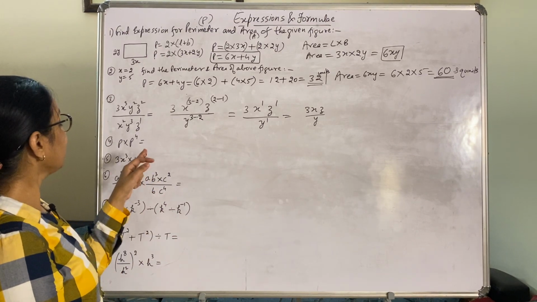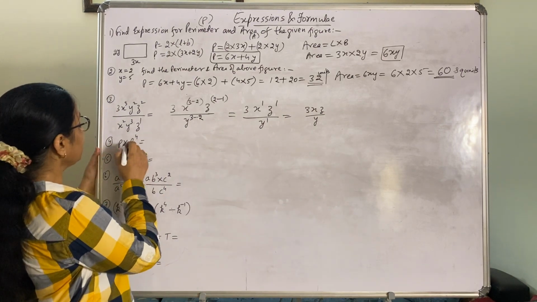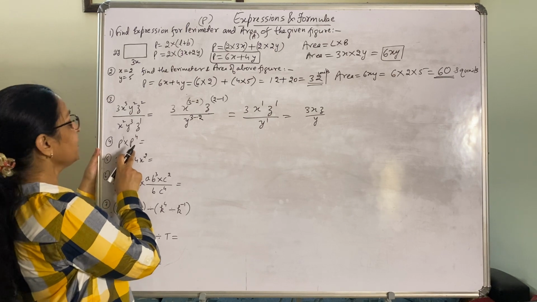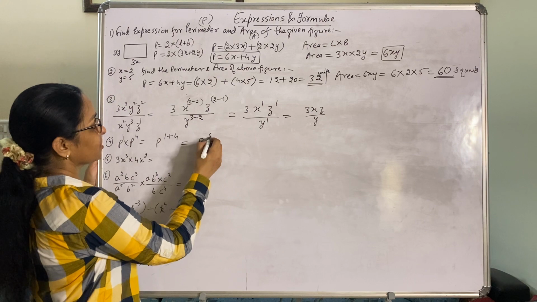Let's take the other one. P times p raised to the power 4. Now this is very simple. P means it is p raised to 1. Same base, the powers would get added up. So it is p raised to 5.